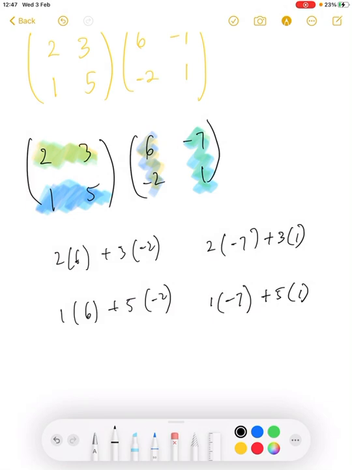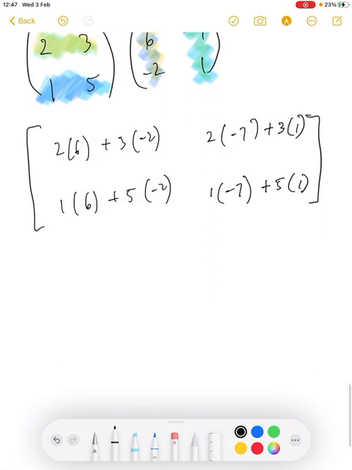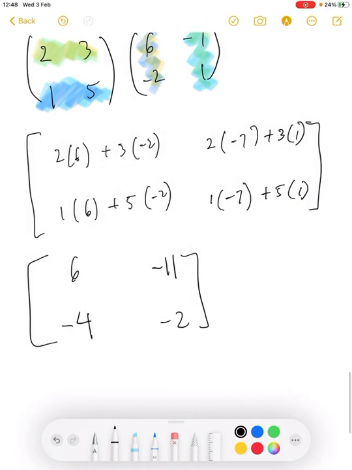Okay, can you see that? Again, we need the bracket, since you are working with matrices. So 2 times 6 is 12, 12 plus negative 6 is 6. Negative 14 plus 3, negative 11. 6 minus 10, negative 4. Negative 7 plus 5, negative 2. So here is the answer. Okay, can you see that?